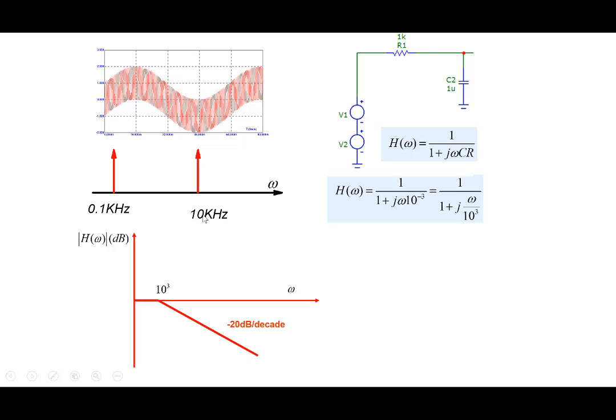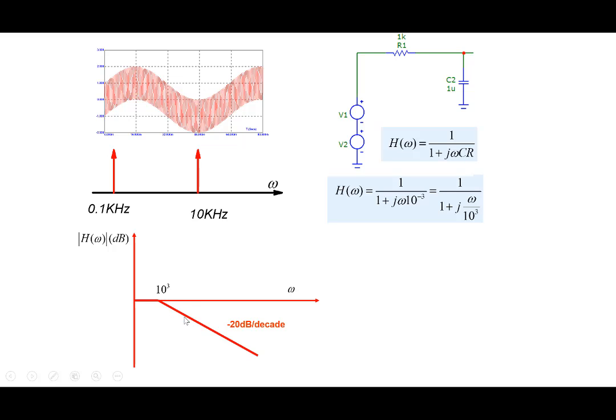On the other hand, the 10 kilohertz signal would be somewhere here. 10 kilohertz is about 1 decade higher than the break frequency, or corner frequency, or 3 dB frequency of 10 to the power 3. And the slope of the line is 20 dB per decade.